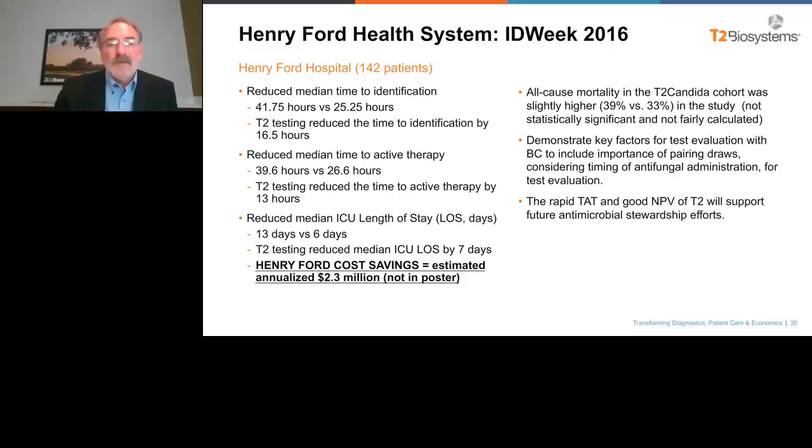Henry Ford cost savings have been estimated annualized to $2.3 million based on these savings in terms of optimizing treatment of infected patients. Importantly, the all-cause mortality in the T2Candida cohort was slightly higher, 39 versus 33% in the study, but this was not statistically significant and may have some issues with the calculation. This demonstrates key factors for test evaluation as well.